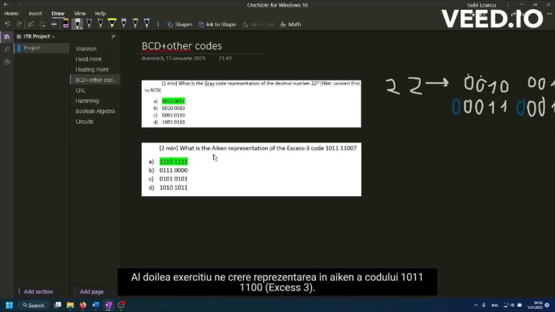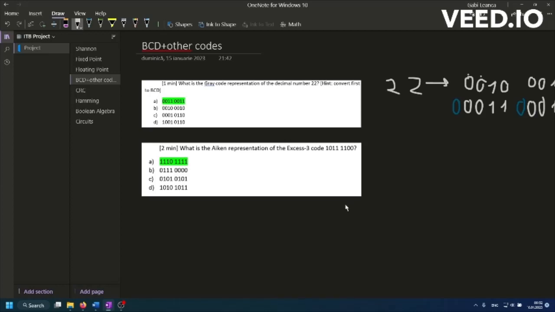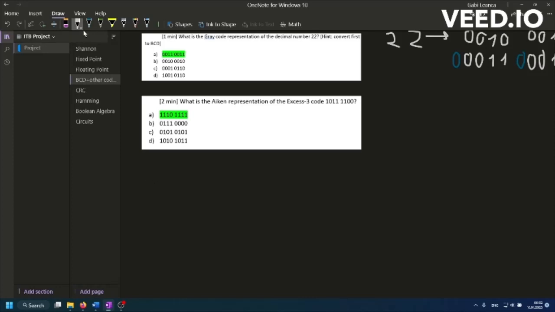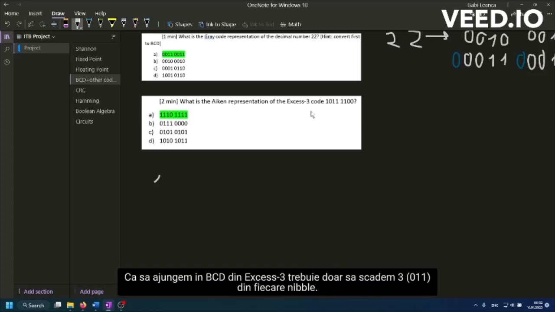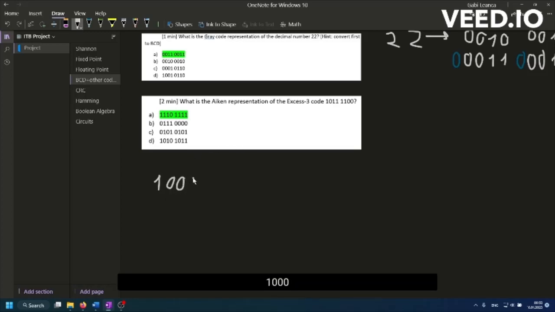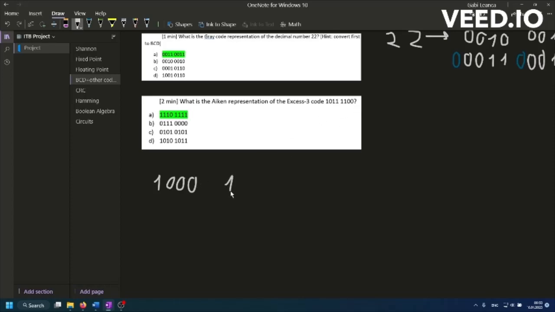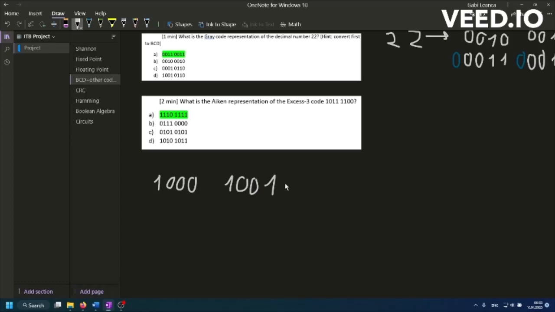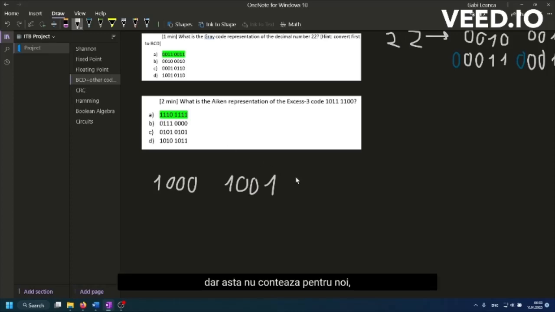The second exercise asks about the icon representation of the excess-three code 10111100. For this, we should also convert to BCD at first. To convert to BCD from excess-three, we just subtract three, as in 0011, from each nibble. So 1000, and here 1001 is left. The number in decimal is actually 89, but that doesn't matter for us.